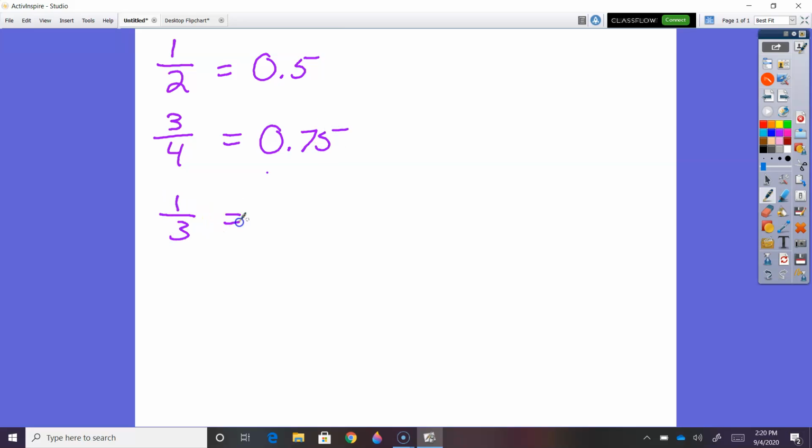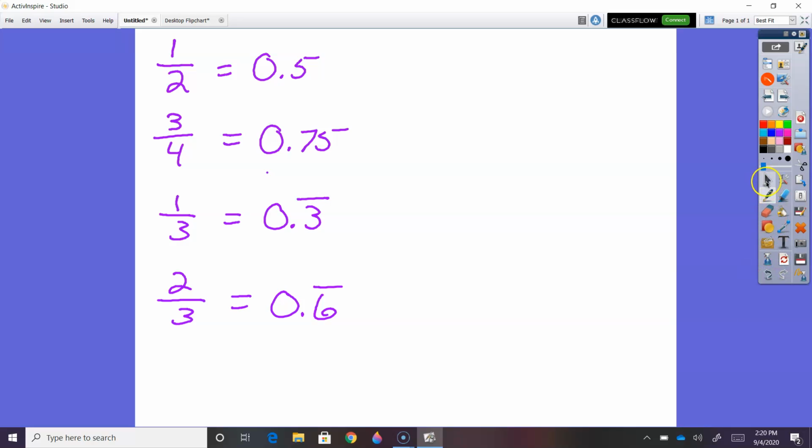So these are the things that we need to just know. We know that 1/2 is 0.5 as a decimal. We need to know that 3/4 is 0.75. We need to know that 1/3 is 0.3 repeating. We need to know that 2/3 is 0.6 repeating. We need to have these memorized.